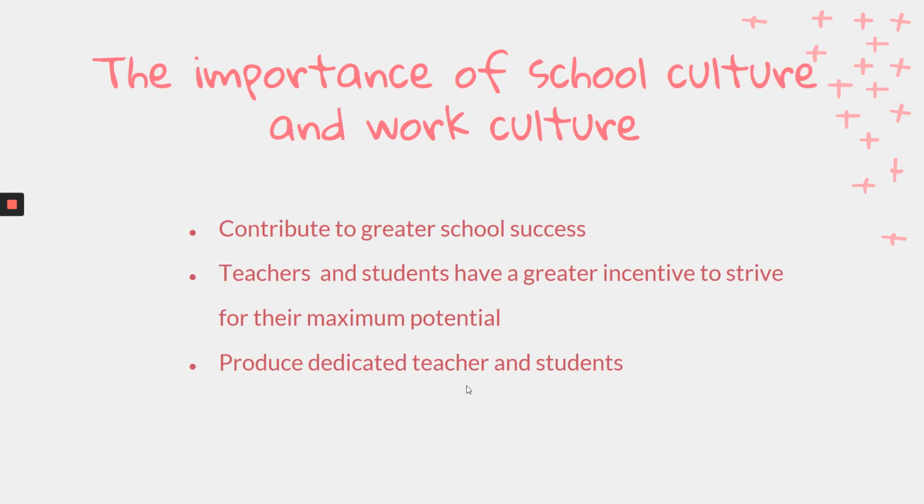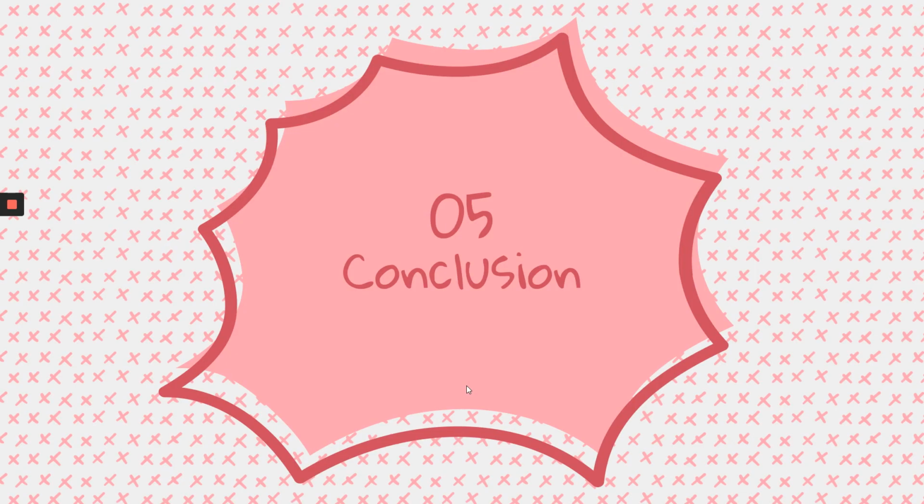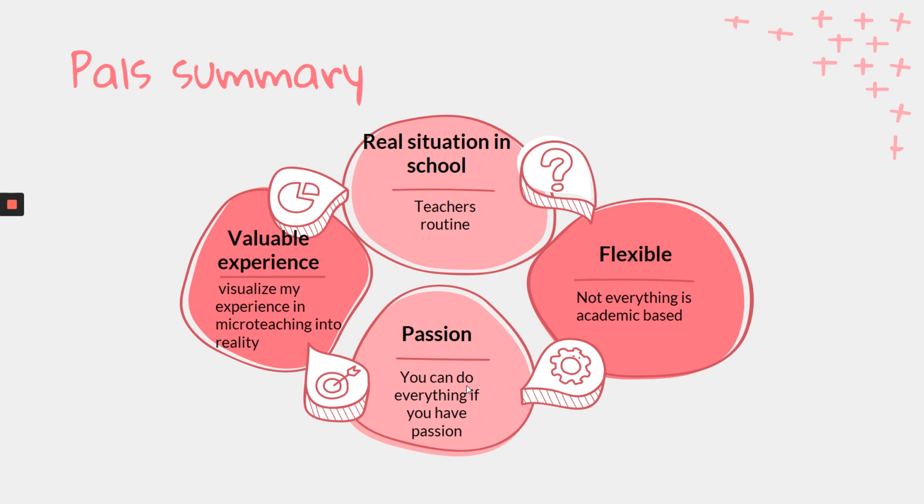So next is the importance of school culture and work culture. The first one is to contribute to greater school success. Teachers and students have a greater incentive to strive for their maximum potential, producing dedicated teachers and students. So I have come to the conclusion part. So this is my PULSE summary: real situation in school, flexible. The teacher needs to be flexible because not everything is academic based.